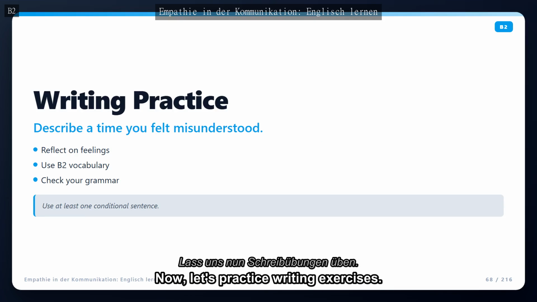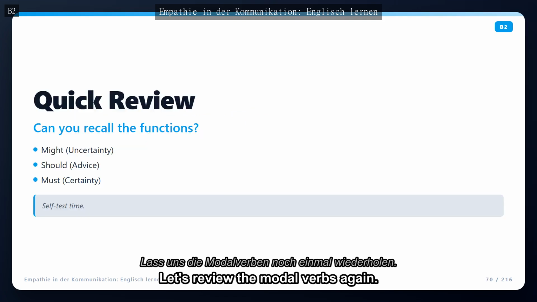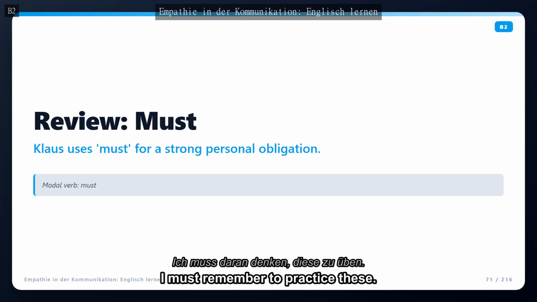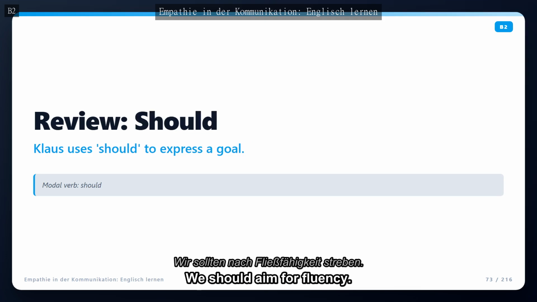Now, let's practice writing exercises. Try to use words like apprehensive. Let's review the modal verbs again. I must remember to practice these. You might find it easier with practice. We should aim for fluency.